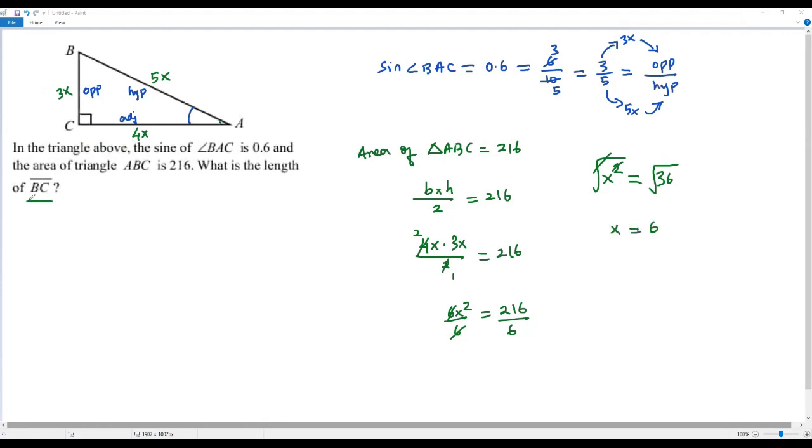Our aim is to get the length of the line segment BC, the side of the triangle BC over here. Already we got the length of the side BC in terms of x, that is 3x. Now, to get the actual length, we have to plug in the value 6 for x. When I do so, 3 times 6 equals 18. Here I got the length of the line segment BC, so that is 18 units.